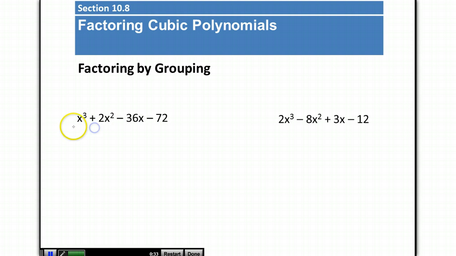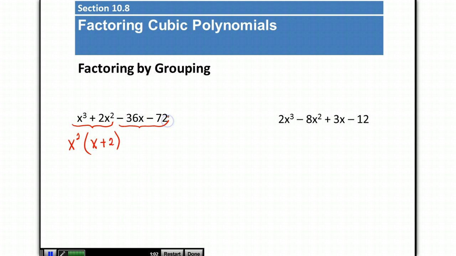What do these 2 terms have in common? The first 2 terms, what do they have in common that I can factor out? How about x to the second power? You want to take out the highest power that they have in common. If I take out x squared, I'm dividing each of those by x squared. What do I have left? X plus 2.